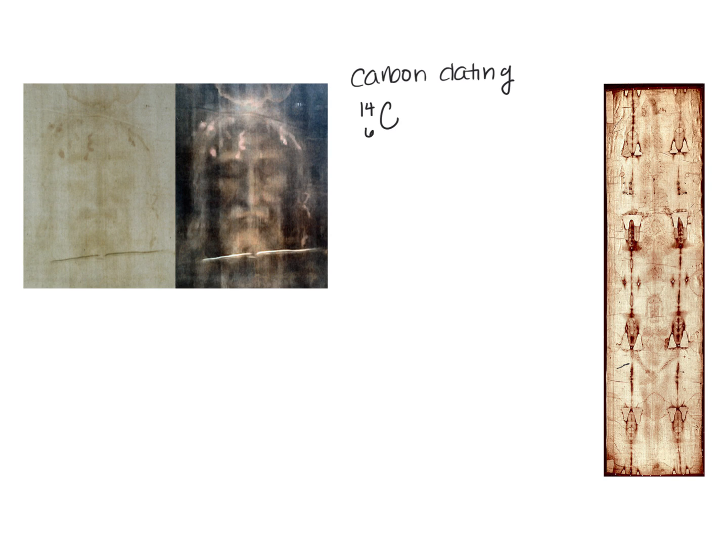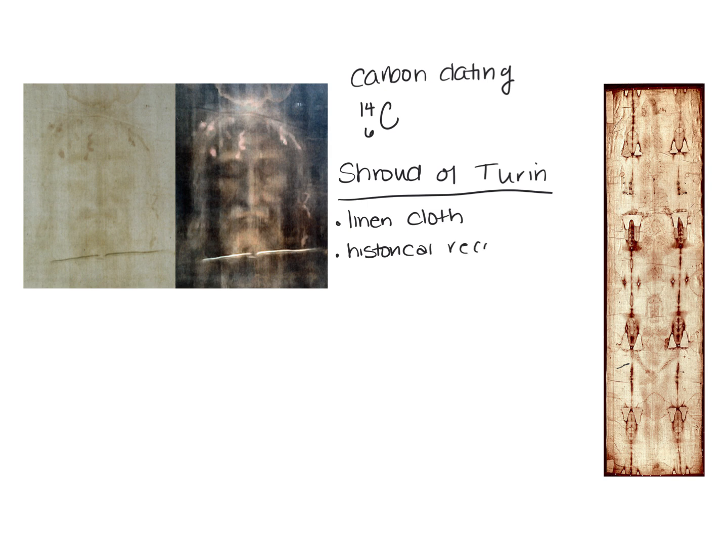So one of the places we've seen this is the Shroud of Turin. The Shroud of Turin is a centuries-old cloth. It's made from linen. Linen was once alive, so we can use carbon dating for that. Historical records show that it first popped up in 1357 in southern France, and then of course it made its way to Italy.